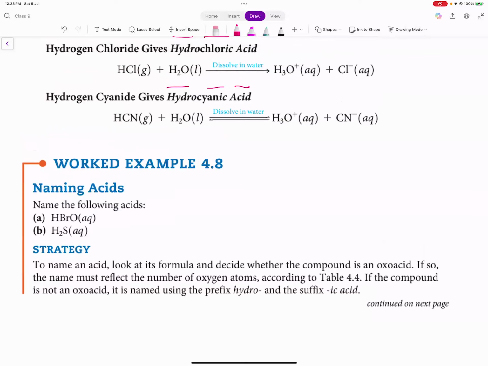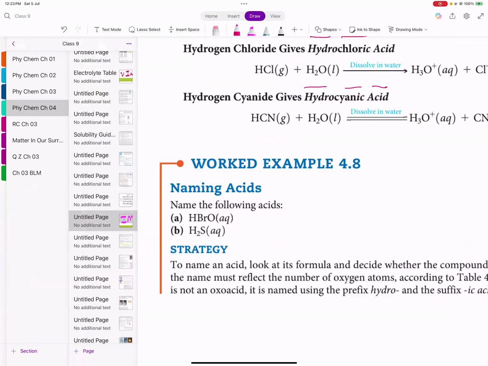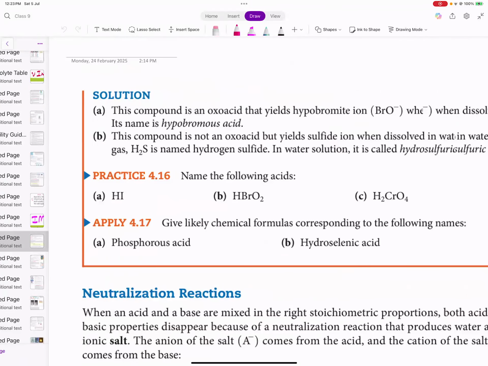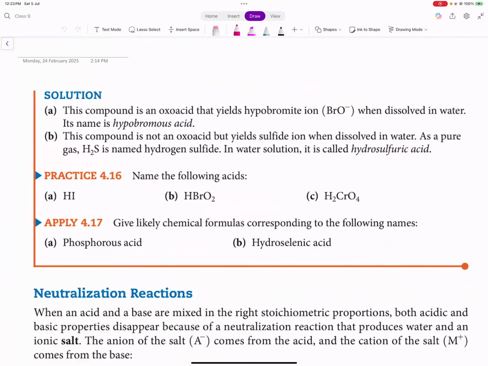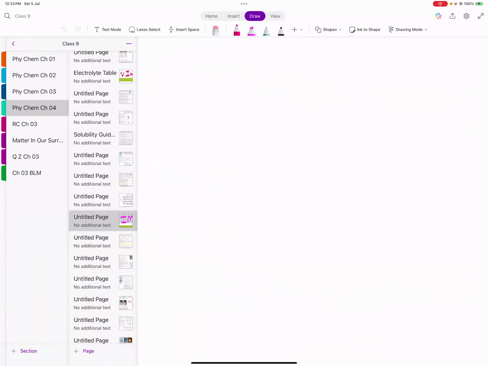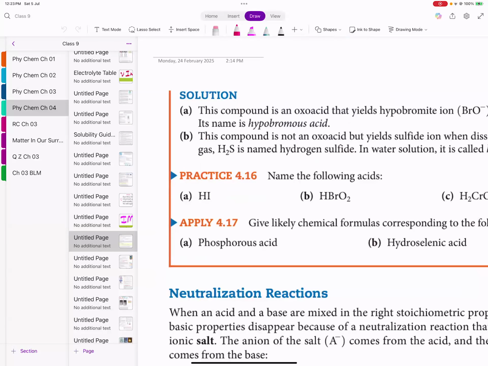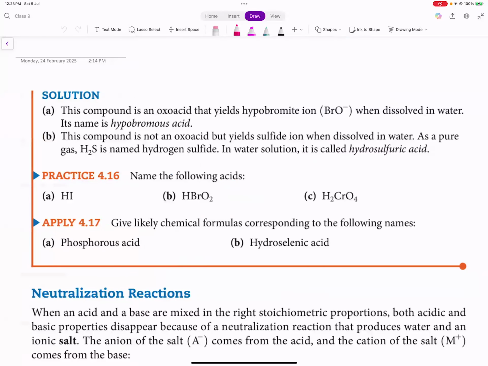So try this: HBrO aqueous and H2S aqueous. We have to name them, right? HBrO is there and H2S is there. So this has hypobromite ion. So we are going to call it hypobromous acid. You can refer to the table anytime. You can open it in an alternate window and look at it anytime, right?